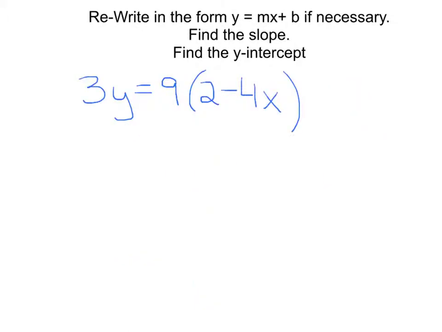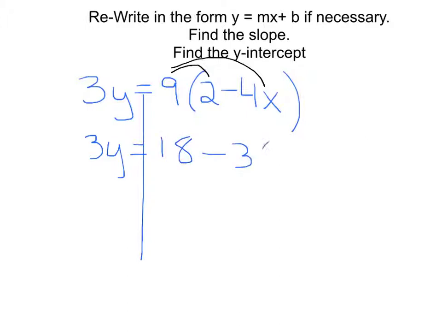Alright, saved the best one for last. We want to solve for y. This one is a little more complicated, but because we have a set of parentheses, we want to start with the distributive property. Let's distribute, which leaves us with 3y still left over on the left. 9 times 2 is 18, and 9 times 4 is 36, so minus 36x.